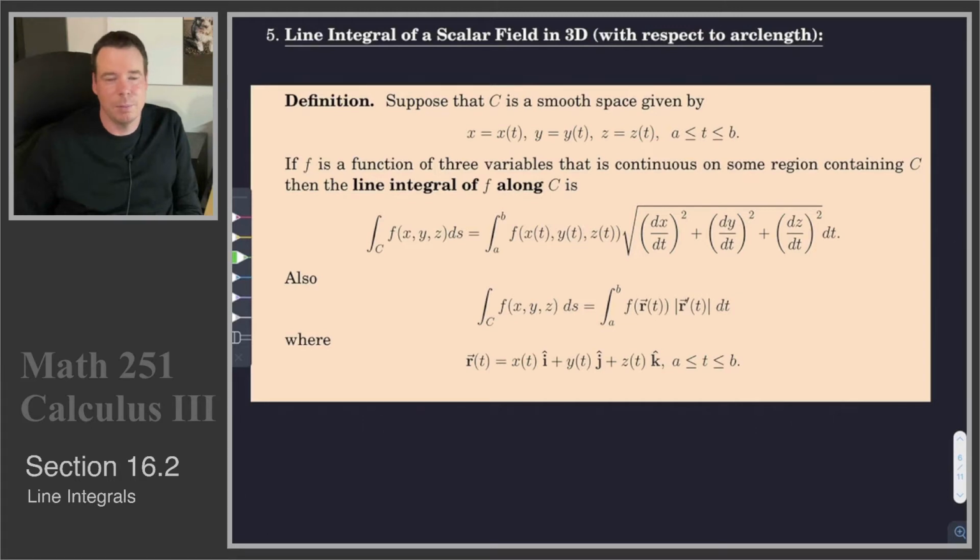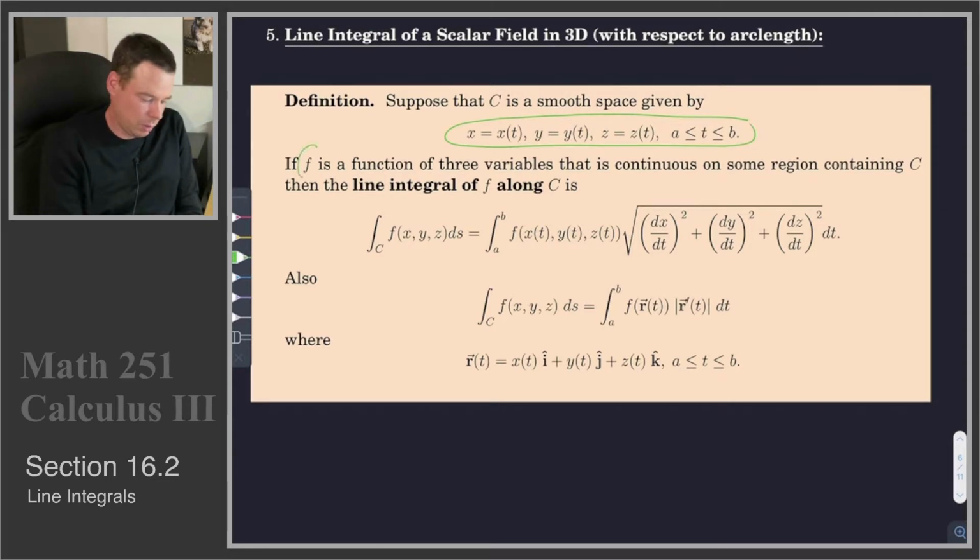Now we'll look at an example of a line integral of a scalar function in 3 dimensions. So we start with the same ingredients. We start with a parameterization of a curve in 3 dimensions. We start also with a scalar function of 3 variables. And we want to find the line integral of this function along the curve with respect to arc length.